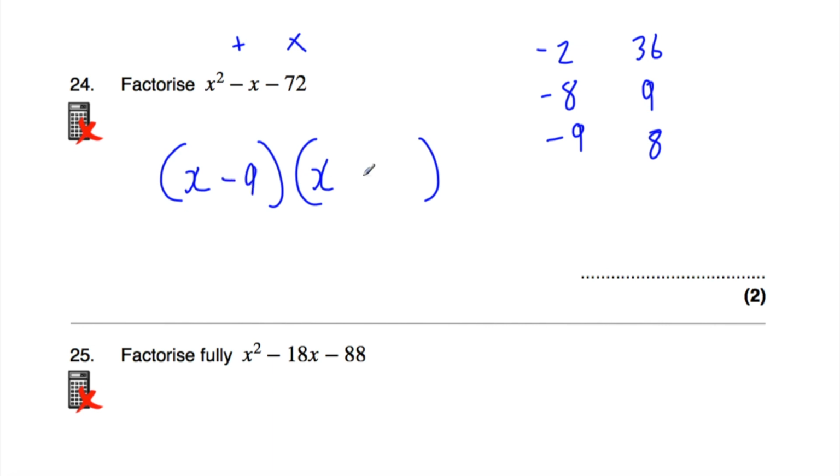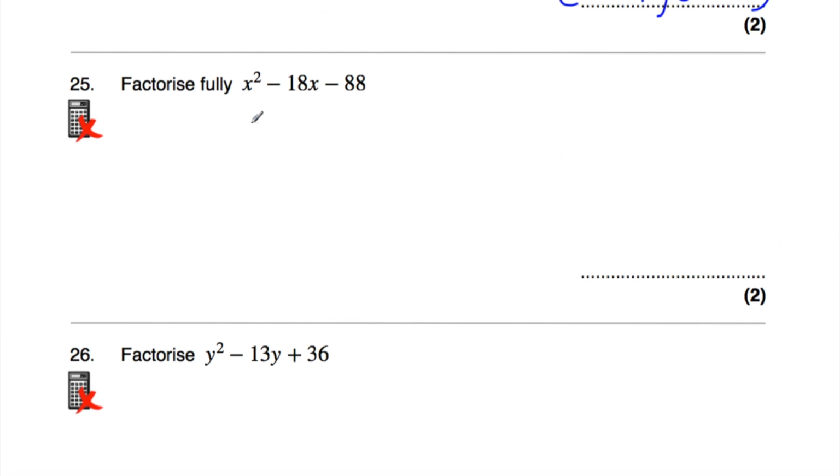So it's going to be minus 9 plus 8. So if we were asked to factorize this, the answer would be x minus 9 and x plus 8. And that's it. Okay, let's have a look at our next question, question number 25. Question number 25 says, factorize fully x squared minus 18x minus 88.